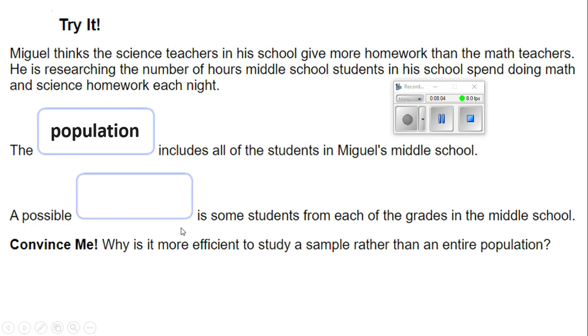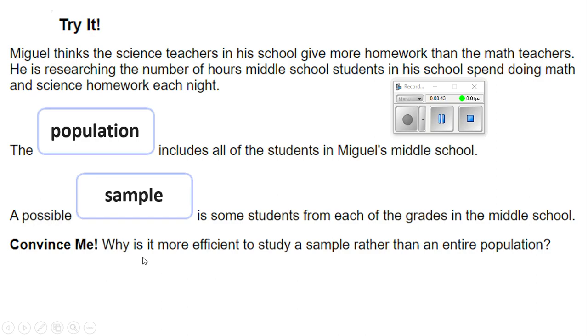Next, it says a possible blank is the sum of the students from each of the grades in the middle school. Well, the minute we said sum, we know we're talking about a sample of the kids that go to the school. Now notice it says from each grade. We would not want to just survey the 5th graders or the 6th graders or the 7th graders. You want to get a good sample from each grade because the kids in each grade might have different priorities and be at a different maturity level. Thus, their vote might be different on whether they think math or science is giving them more homework.